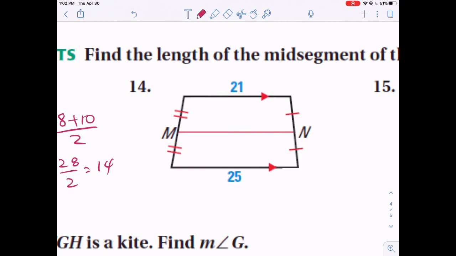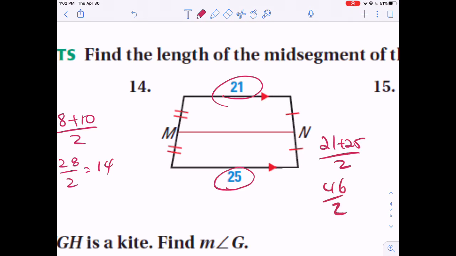Same thing here. We take the two bases. This is the mid-segment in here. And we average those two numbers out. So 21 plus 25 divided by 2. That's 46 divided by 2, 23. So the mid-segment is 23. And it's right in between. It's 2 away from that one, 2 away from that one. Right in the middle.